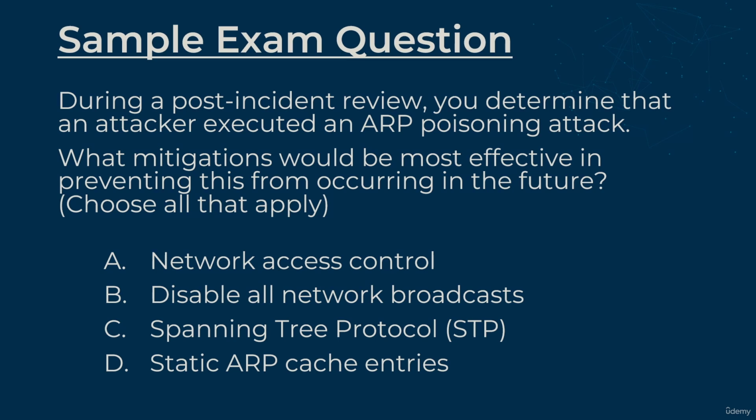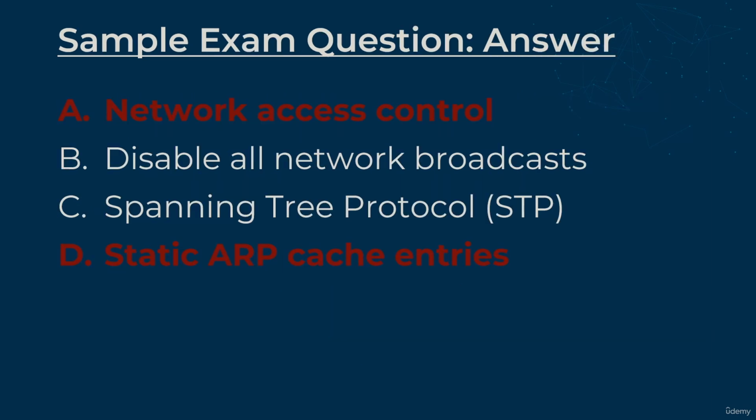So the question becomes, which mitigations would be most effective in preventing this from occurring in the future? Let's take a look at the answers. There are two of them. A, network access control. Network access control is a security mechanism where you make it very difficult for an attacker to even get on the network in the first place, whether it's wired or wireless.